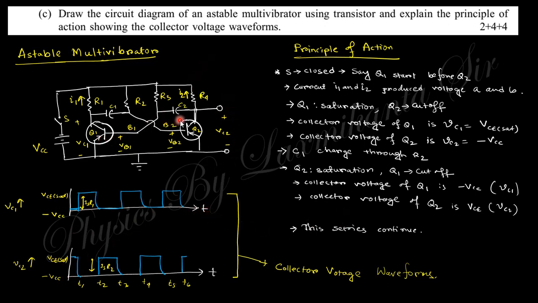Here actually these two are operated with the same voltage, but they operate with a difference in time. There is a small time gap. When Q1 is in saturation, Q2 is cut off, and when Q2 is in saturation, Q1 is cut off. These are alternating. That's why the voltages are like that.